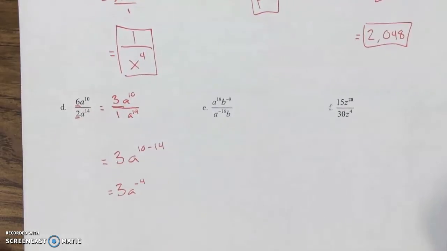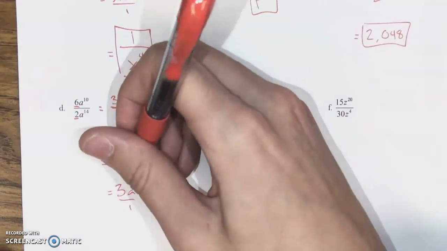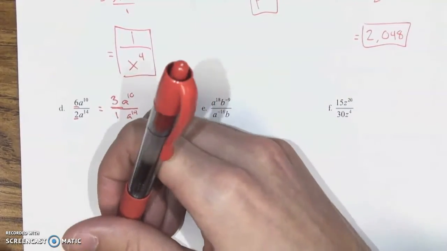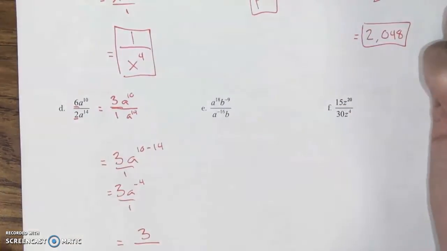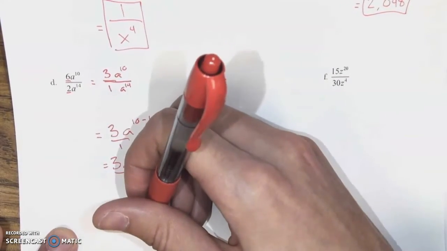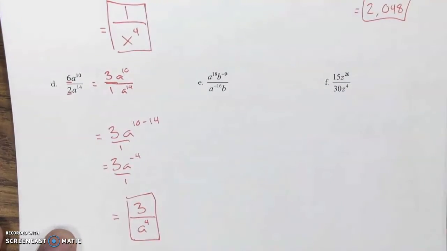Again, we don't want any negative exponents, so we can flip it down to the denominator. So 3 does not have a negative exponent, so that stays in the top. The a to the negative fourth does have a negative exponent, so that moves to the bottom. So we have 3 over a to the positive 4. That is our solution.